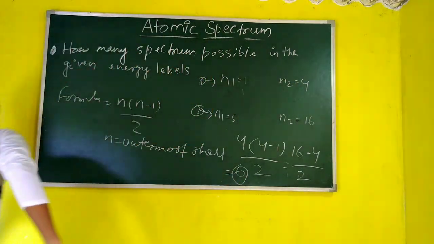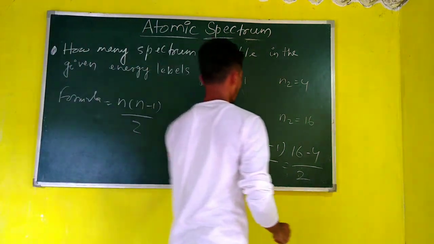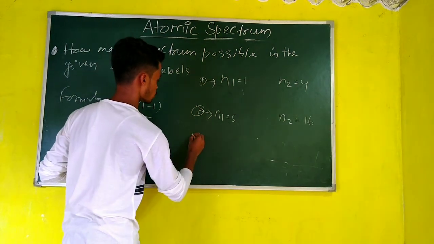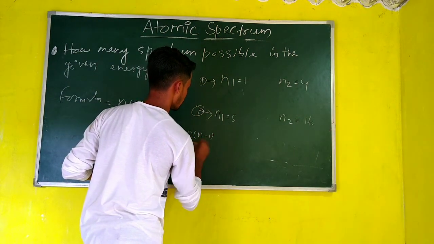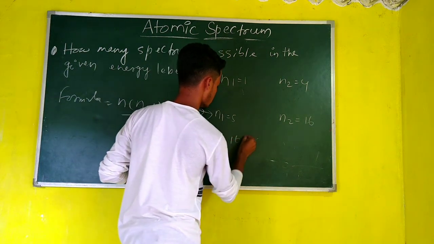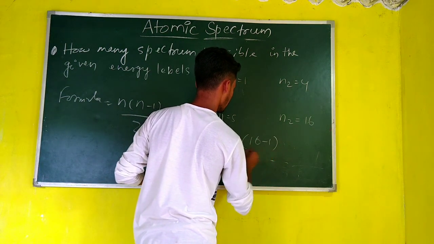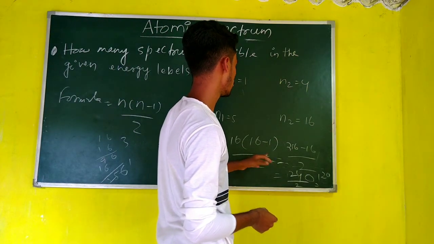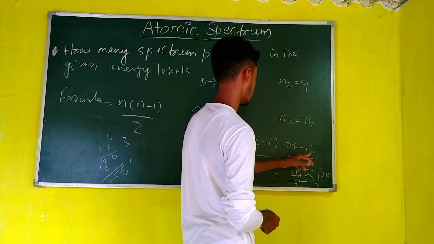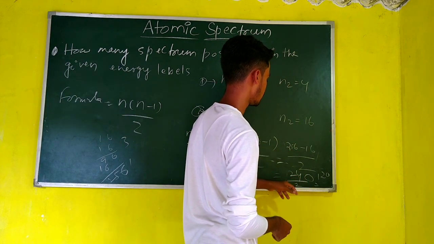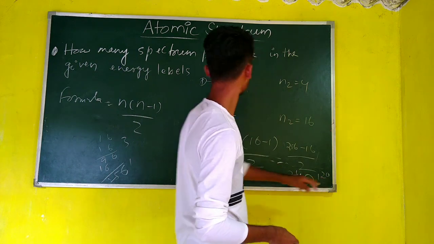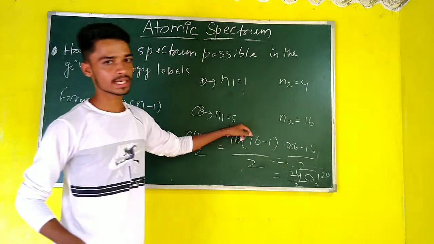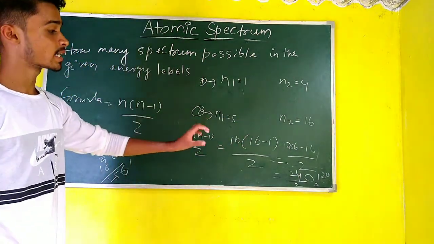And students, if n1 equal to 5 and n2 equal to 16, how many spectrum lines are possible? The formula is n into n minus 1 by 2. So 16 into 16 minus 1 by 2, equal to 16 into 16, 256 minus 16 by 2, equal to 240 by 2, equal to 120. It means when the electron jumps from the 16th energy level to the fifth energy level, then 120 spectrum lines are possible.